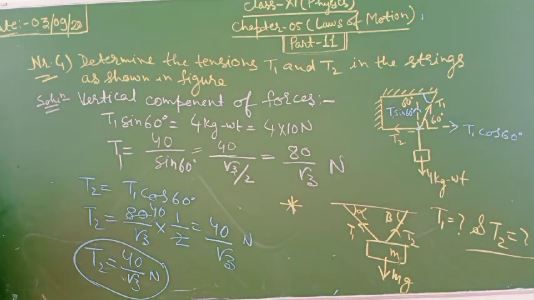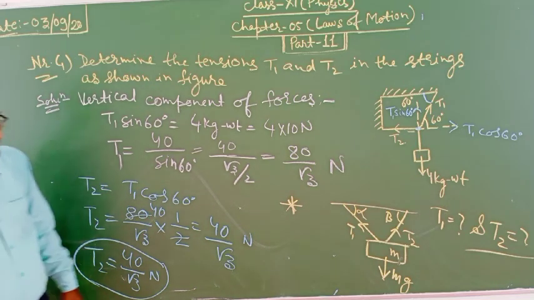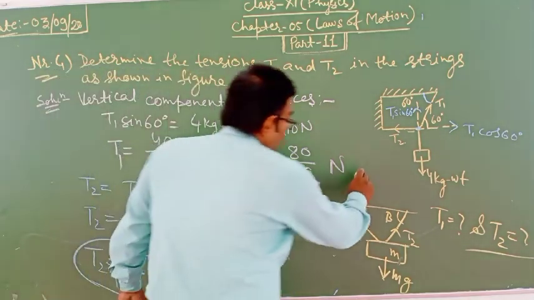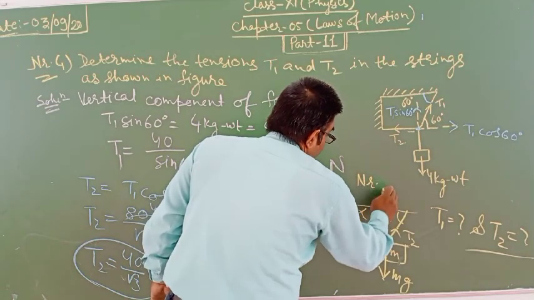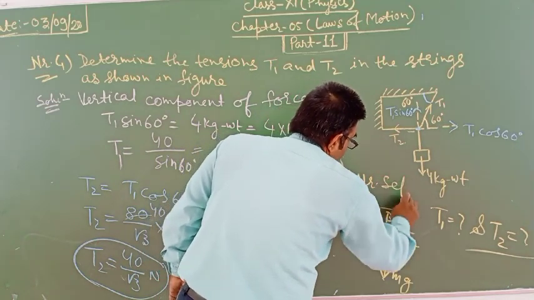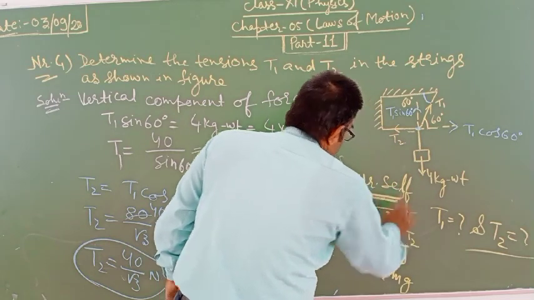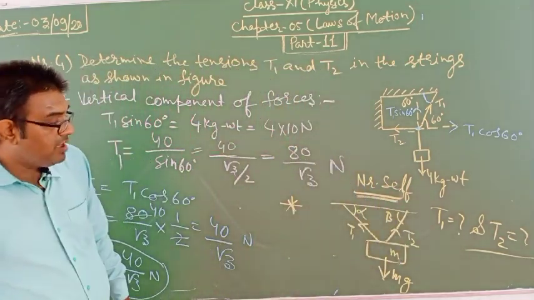Consider a body of mass m suspended by two strings making angles alpha and beta with the horizontal as shown in the figure. If the body is in equilibrium, find out the tension in the strings. You have to find the values of T1 and T2. This is a numerical for self-practice. Do this numerical by yourself.